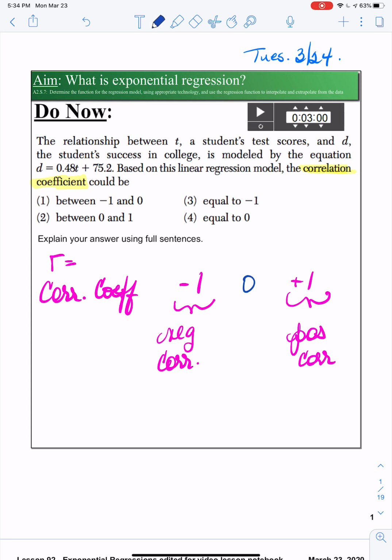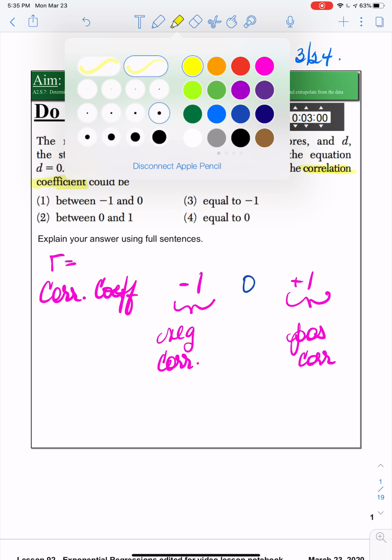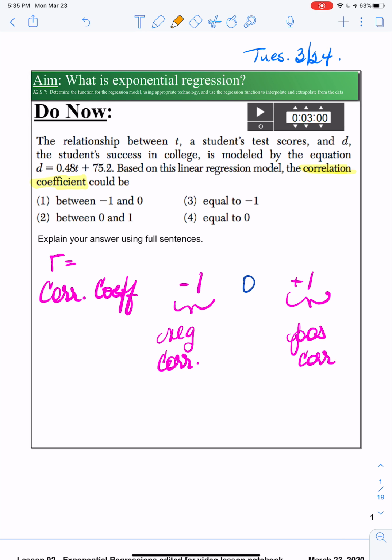Okay? Now, if you took the time to think about this, you would have realized that if you looked at the slope of this line, it's what kind of number? That's right, it's positive. So if there's a positive slope, it means there's a positive relationship, which means this is now out, and so is this. So that leaves you with a choice of 2 or 4.